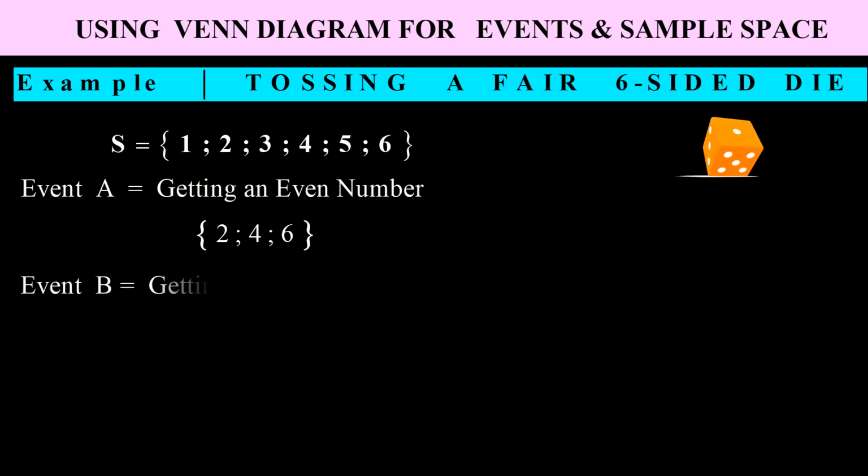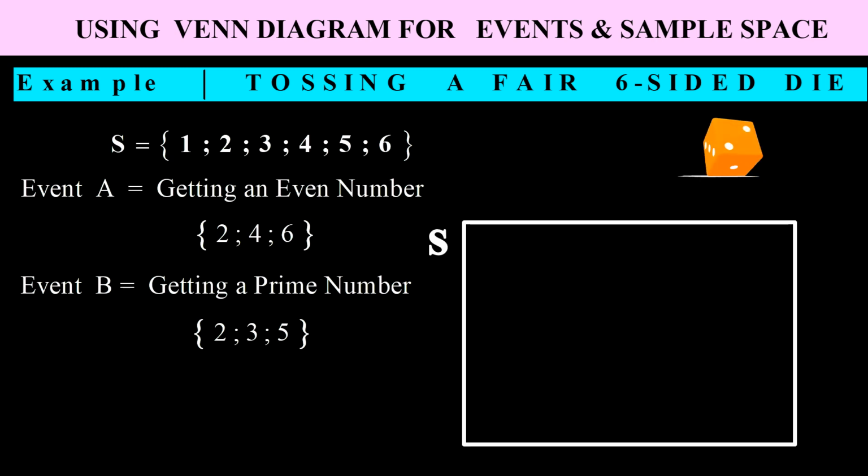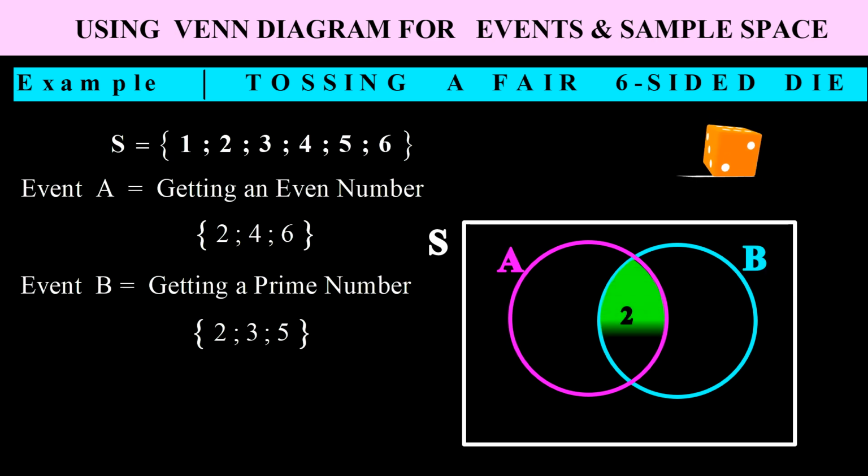And event number B is getting a prime number. What's a prime number? The prime numbers we can get here are 2, 3, and 5. But what do you notice about the outcomes of those 2 events? That's correct, we've got a common outcome of 2. So if we represent A with that magenta circle, and we represent B with this aqua blue, so the common 2 would be where they overlap, and that's where the outcome 2 would fit in there.